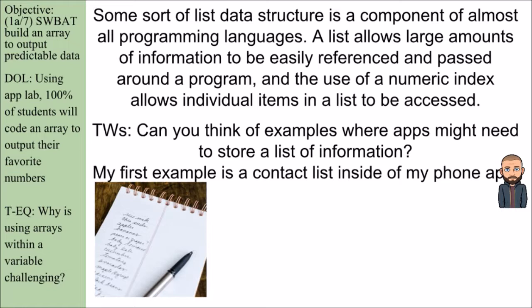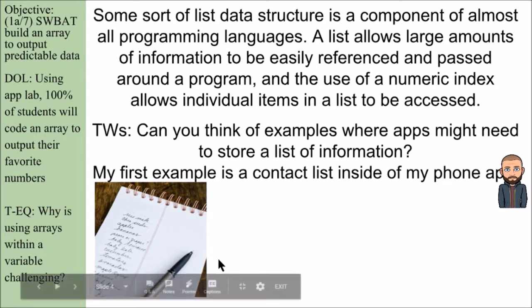And what this list data structure does is it allows large amounts of information to be easily referenced and passed around a program. And the use of a numeric index will allow us, the programmer, to access and display individual items inside of that list. That's why it gets its fancy name, array, instead of just a regular list, because of what we can do with it. People often don't number their grocery lists like in this picture. But if you did, that's where the word index would come into play here. You would be indexing that list, and then I could ask you what's on item number 4, and you should be able to jump right to that and know what's there.